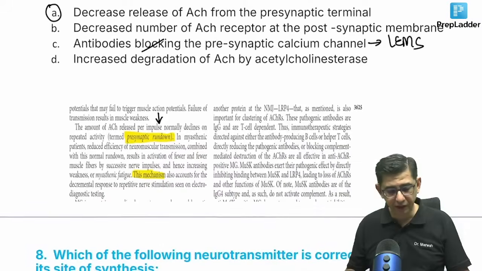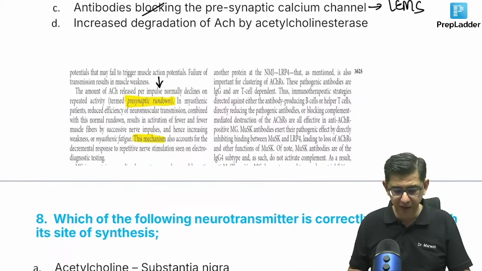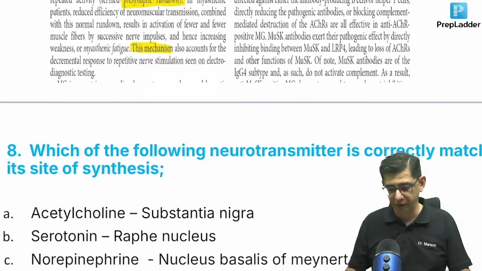I agree that the receptors are the ones which are defective, but then you have a reference from Harrison highlighting this fact here with the page number. So I think we'll go by the textbook data for this one.